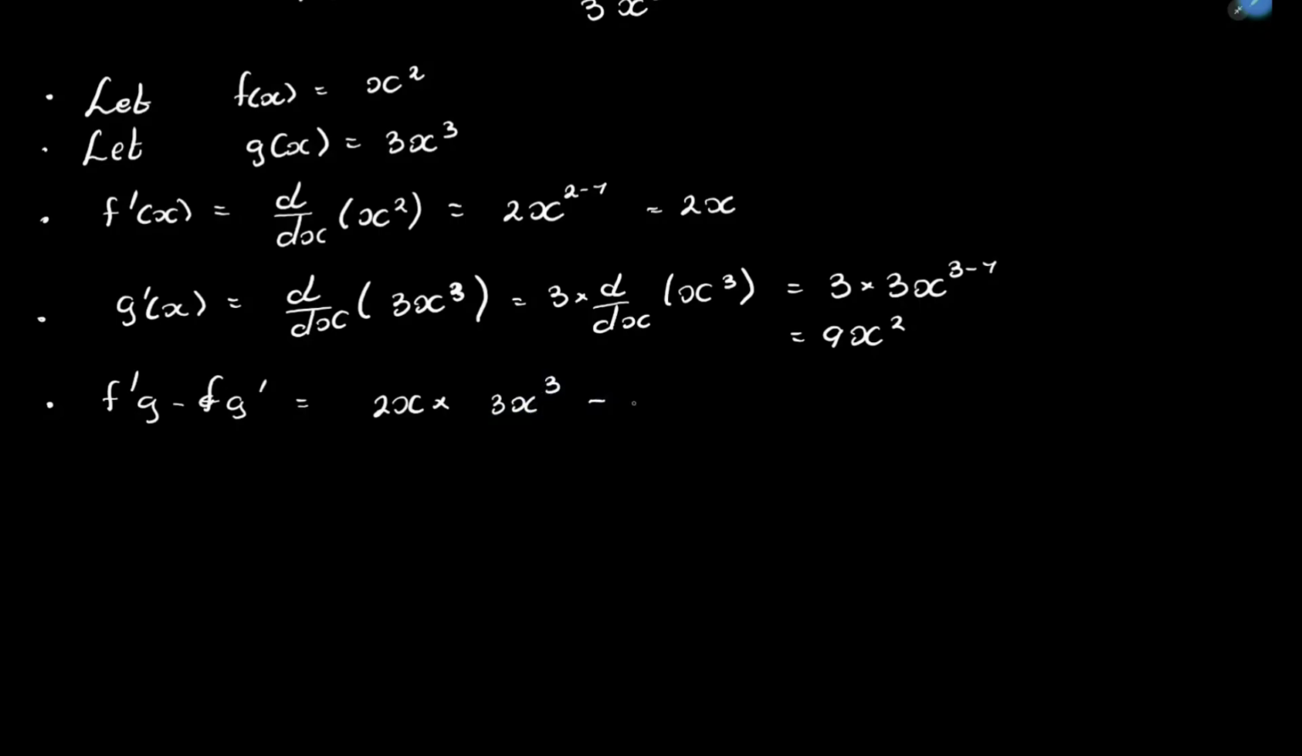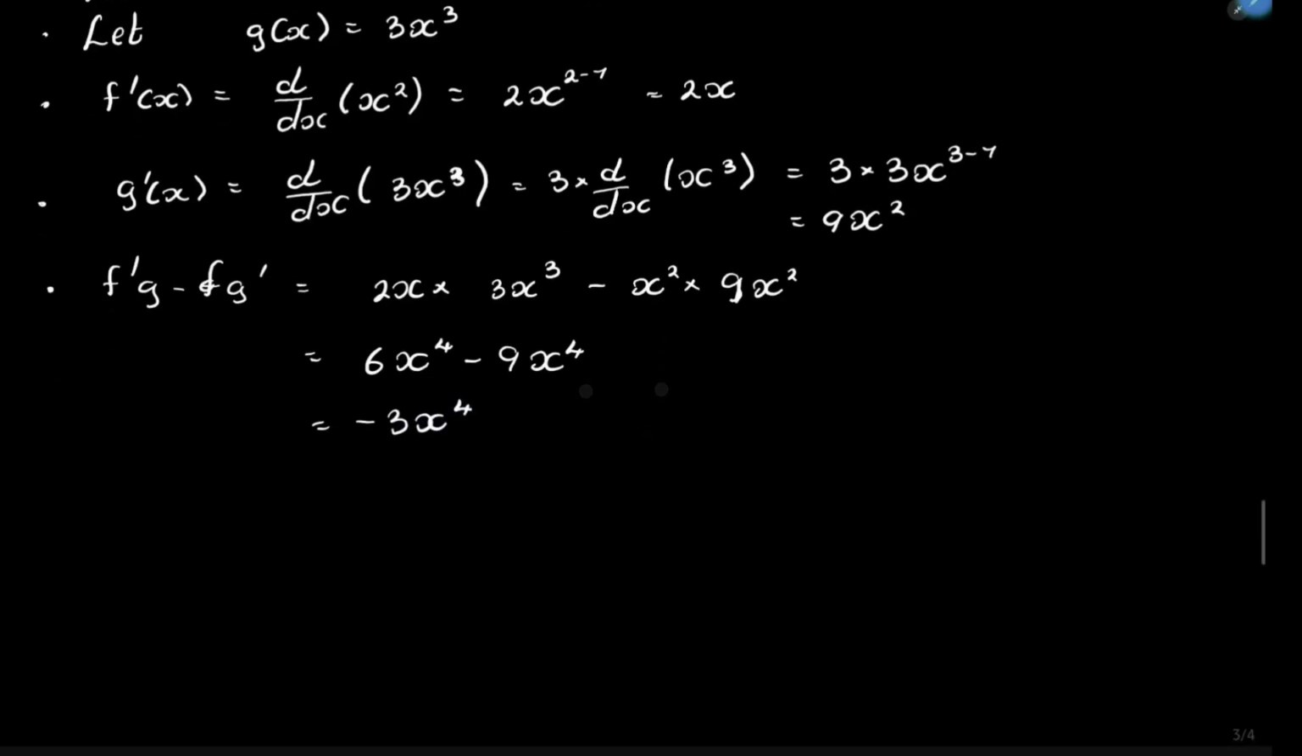Computing f prime g minus f g prime gives us f prime 2x times g 3x cubed, minus f x squared times g prime 9x squared. This simplifies to 6x to the 4 minus 9x to the 4, which simplifies to minus 3x to the 4. Computing then g squared, which gives us (3x cubed) all squared, is the same as 3 squared times x^(3 times 2), which gives us 9x to the 6.